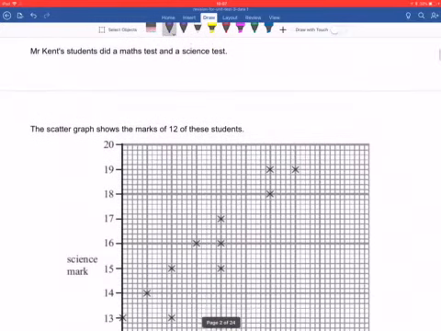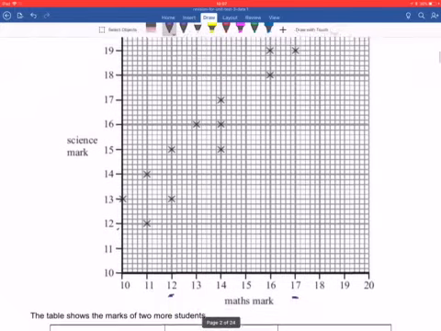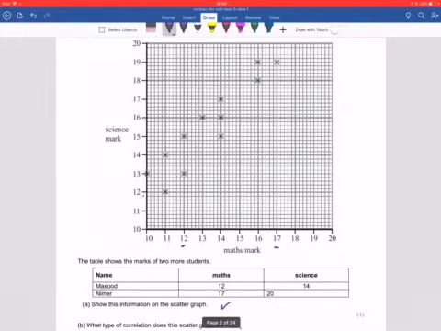Right, Mr. Kent's students did a maths test and a science test. The scatter graph shows the marks of 12 students. I'm just going to minimise that a little bit. Masood got 12 and 14, so 12 on the maths and 14 on the science. Nice fine pencil line. Nima got 17 and 20, so 17 and 20, that's going to go there.